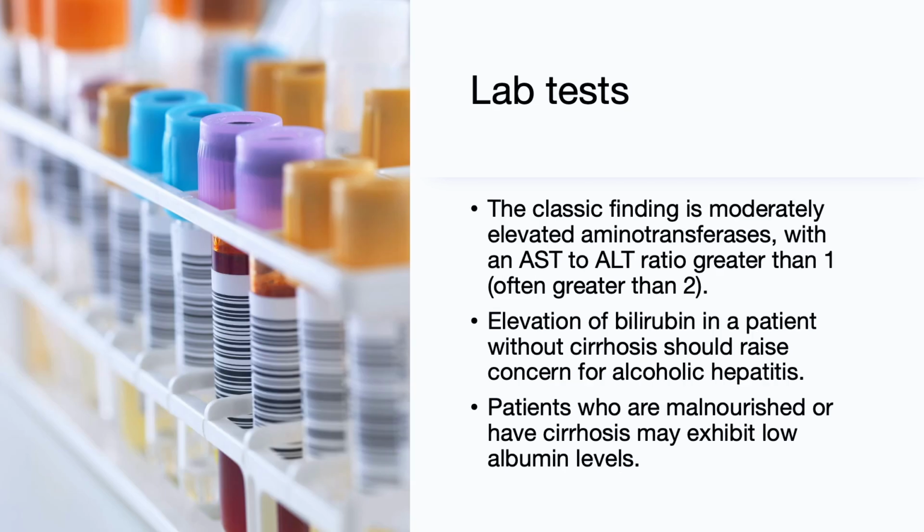The classic finding is moderately elevated aminotransferases, with an AST to ALT ratio greater than 1, often greater than 2. Elevation of bilirubin in a patient without cirrhosis should raise concern for alcoholic hepatitis, and patients who are malnourished or have cirrhosis may exhibit low albumin levels.